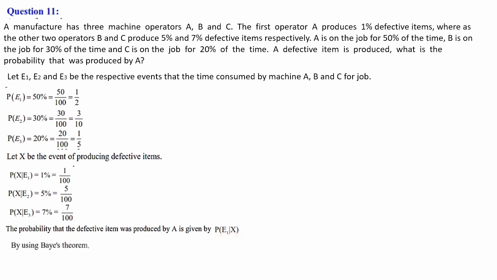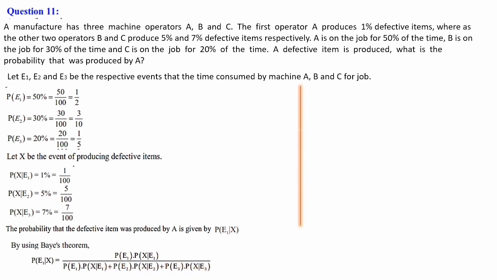So the probability of E1 given X is equal to, by Bayes theorem, P of E1 into P of X given E1 divided by the sum of the three probabilities: P of E1 into P of X given E1 plus P of E2 into P of X given E2 plus P of E3 into P of X given E3. We will go with the substitution. P of E1 we have 1 by 2, into P of X given E1, which is 1 by 100.